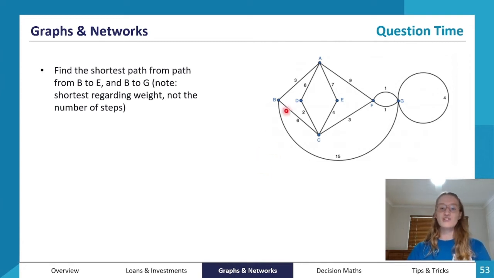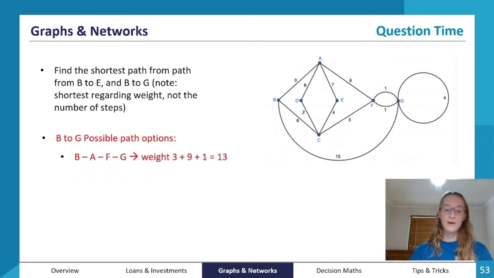So let's take B to G for an example. We can see that we have one edge connecting B to G. Because it has one edge, it might appear to be the shortest path, but that has an associated weight of 15, we can see here in our graph. Whereas if we took a different route that might potentially have more steps to get from B to G, would it have a lower weight? That's what we're asking.